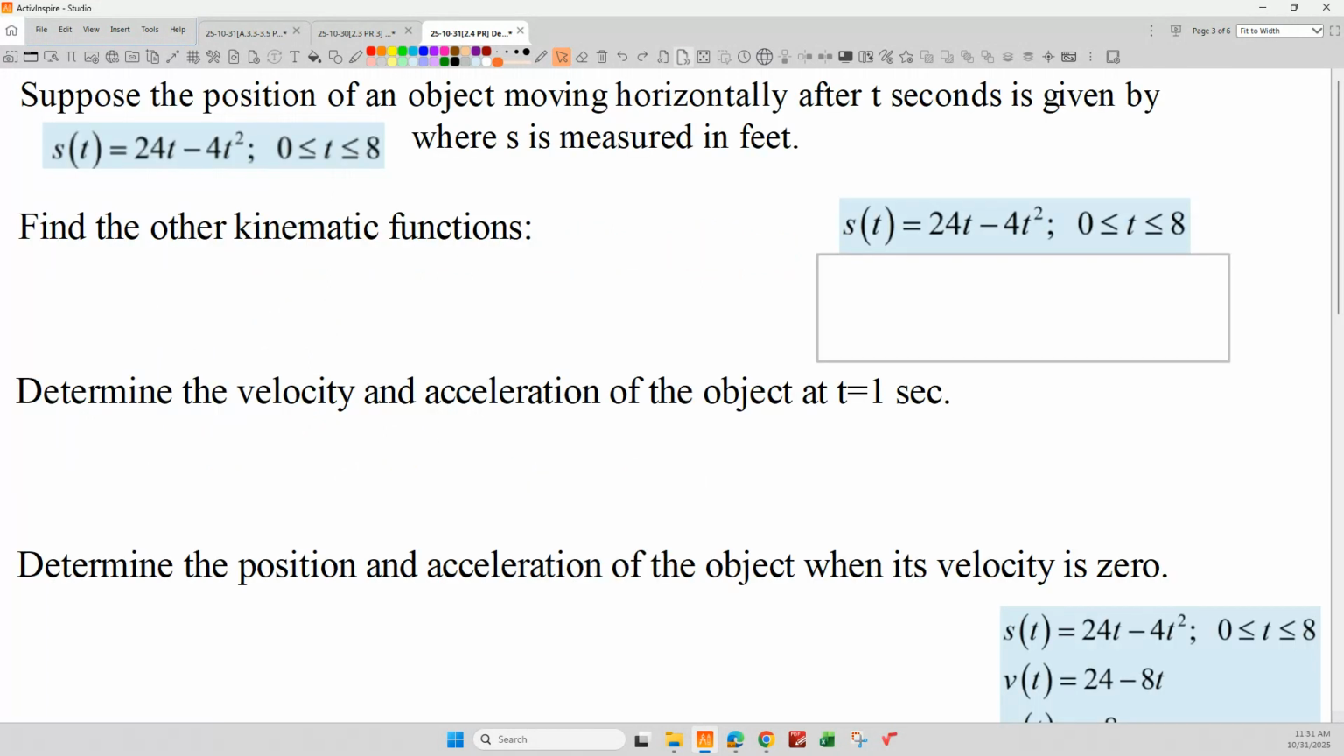Suppose the position of an object moving horizontally after t seconds is given by that position function. So that might as well be an x, because it's going to be an object moving horizontally along a line. So we wouldn't even have to call it s. We could just call it x on the x-axis, but we called it s. So the position is given by 24t minus 4t squared, and what does that mean?